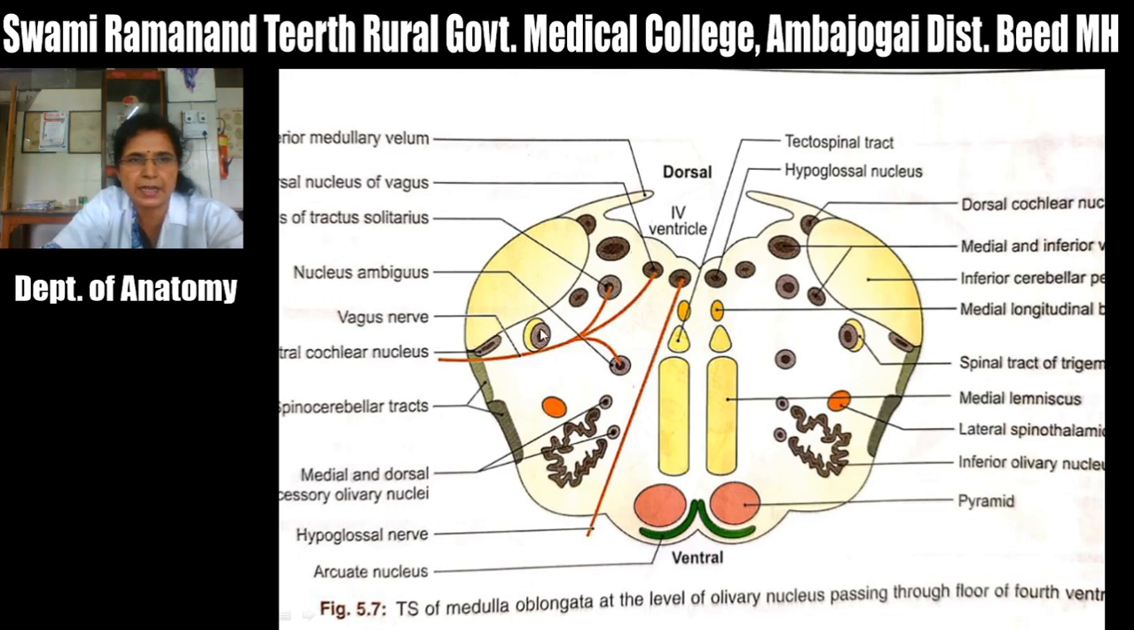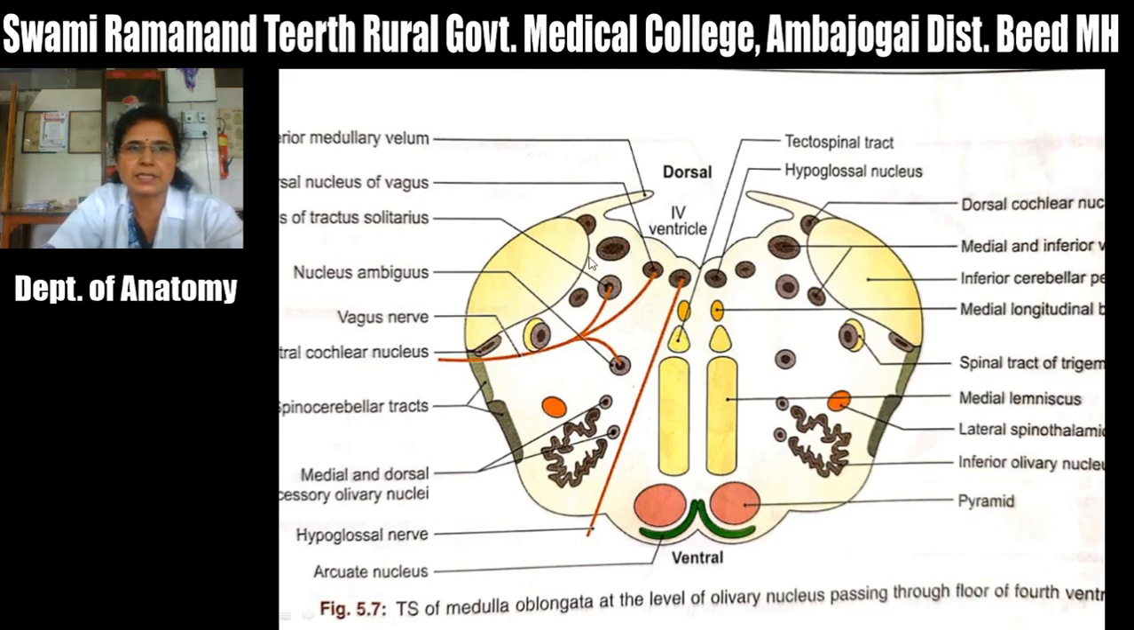It crosses to the opposite side and terminates in the ventral posteromedial nucleus of the thalamus. This nucleus of the spinal tract of the trigeminal nerve extends below up to the second cervical segment, and upward it extends up to the lower part of the medulla. That means it is present in the upper 2 cervical segments, throughout the medulla, and in the lower part of the medulla. So this is about the nucleus of the spinal tract of the trigeminal nerve.